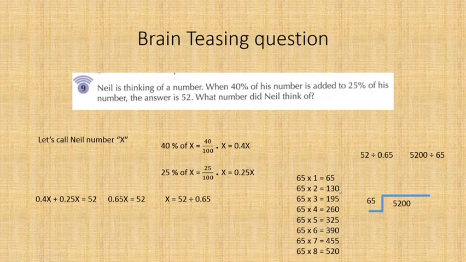So I'm searching right now for 520. Where is 520, or something near to it? Here! It's 520 on the dot. To get it, you have to multiply 65 times 8. So I will just put 8 up. And remember, you took only 520. What about the 0? Yes, it's going to travel to the answer, so the answer is 80. So x equals 80, which means that Neil's number is 80. And if you want to make sure of that, just get 40% of 80 and add it to 25% of 80. If you got 52, your answer is correct.